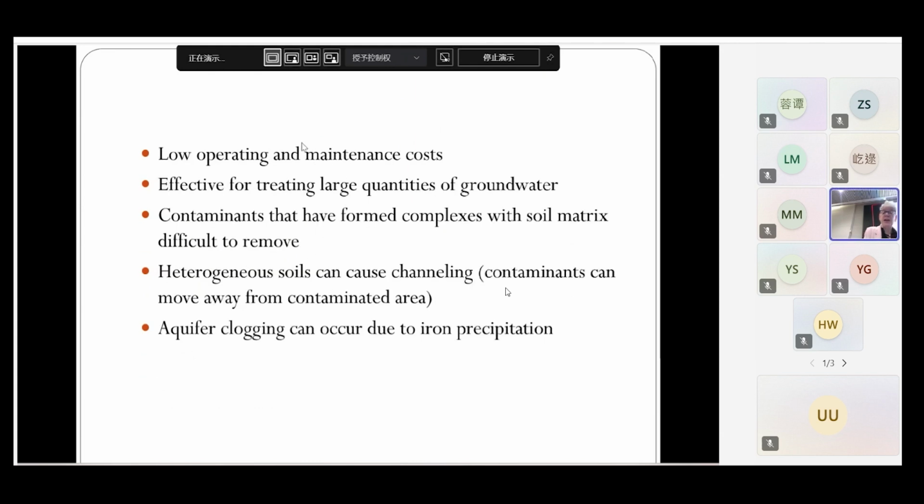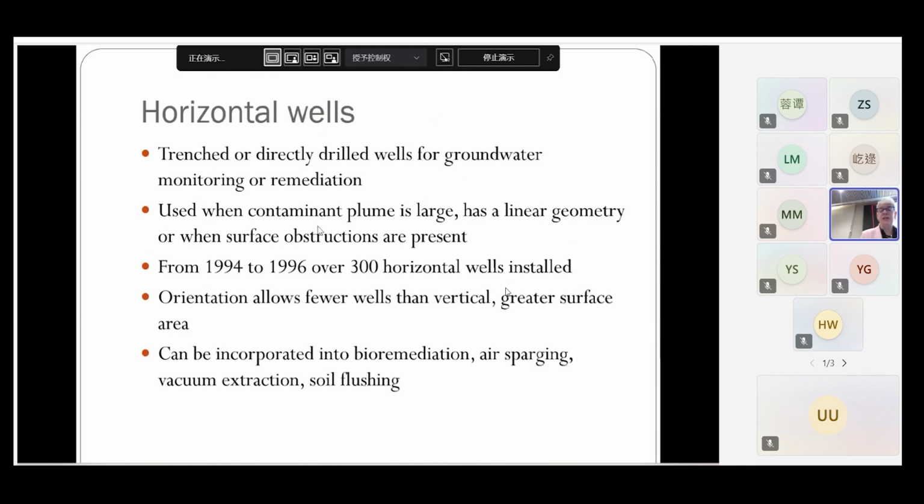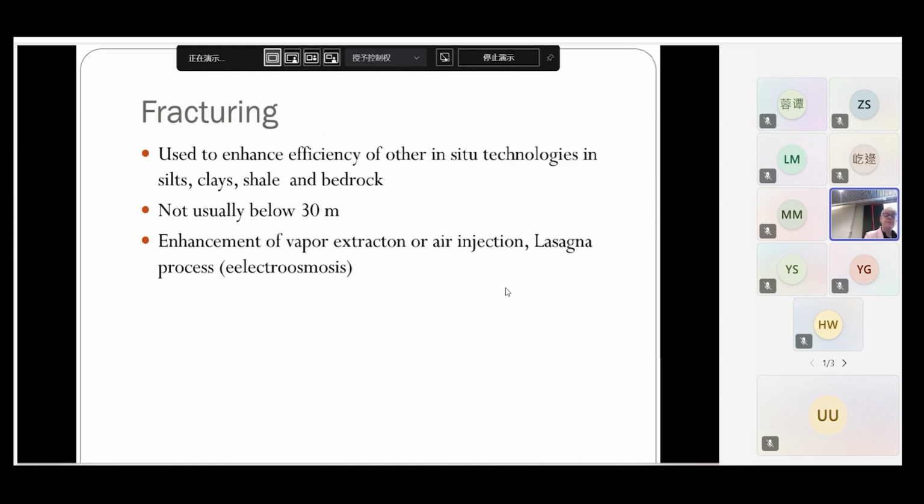Again, fairly low operating and maintenance costs. And as I say, you focus on volatile contaminants in the groundwater this way. Horizontal wells can also be used. And you can also, if required, do some fracturing. This is probably not highly recommended, but it is possible if you find that you're having difficulty removing some contaminants from a clay or a shale or something like this.